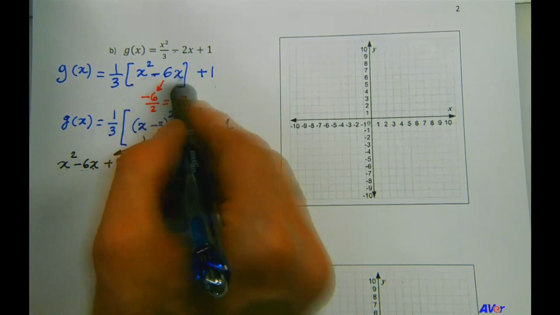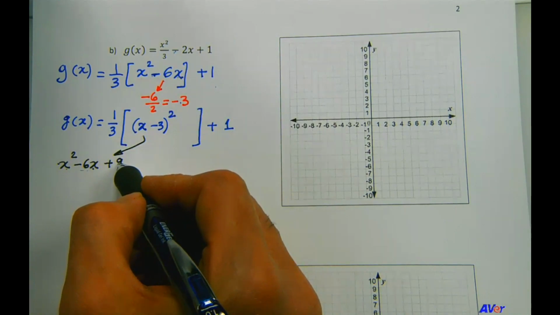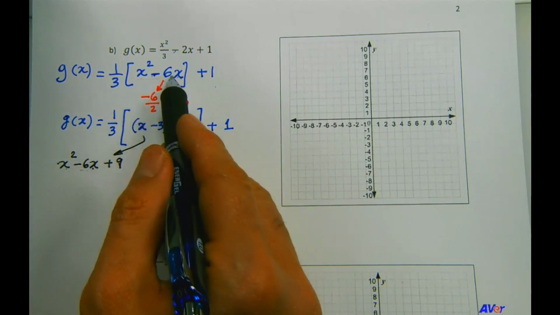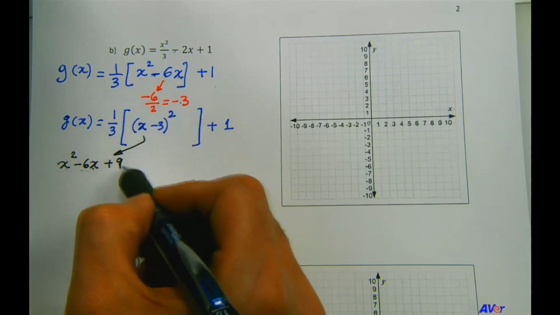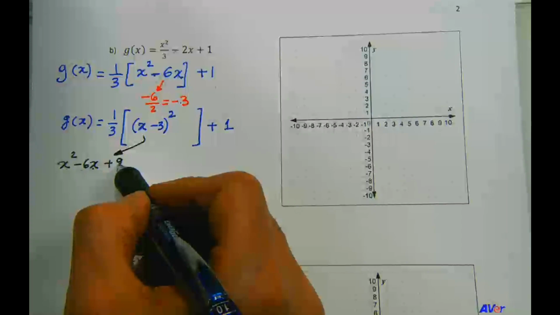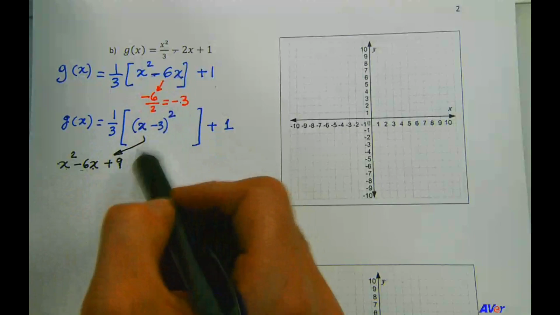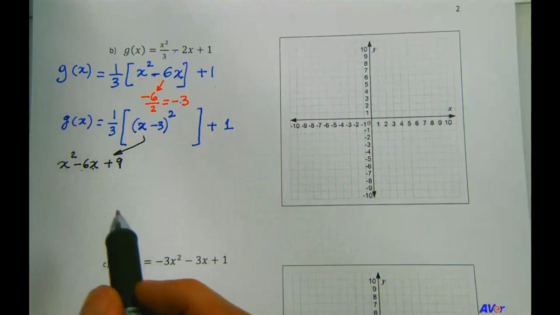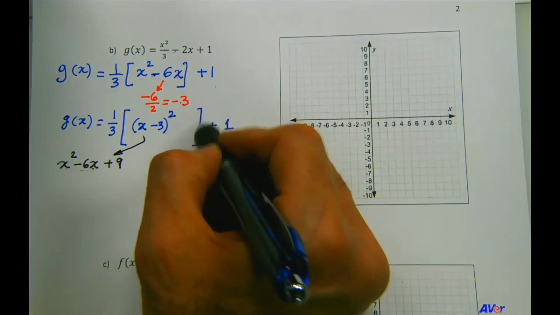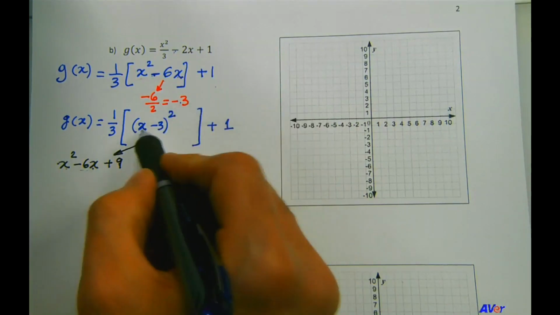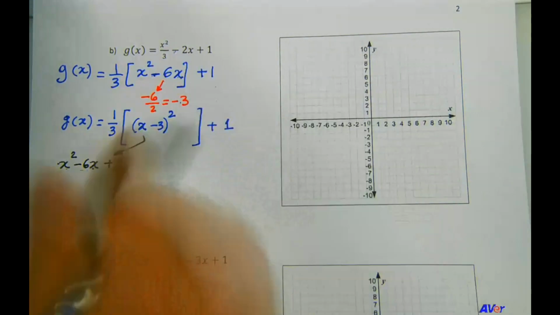Right? Plus 9. But guess what? There is no plus 9 up here. So we've created an extra term that is not here. X squared minus 6x is there, but plus 9 is not there. So we need to get rid of this 9. Right? I should have drawn this bracket a little bit closer to this one. So anyway, we can still fix this.